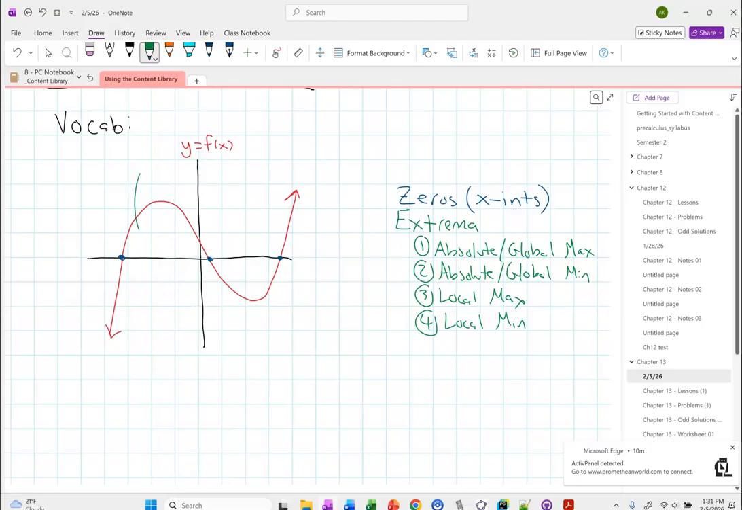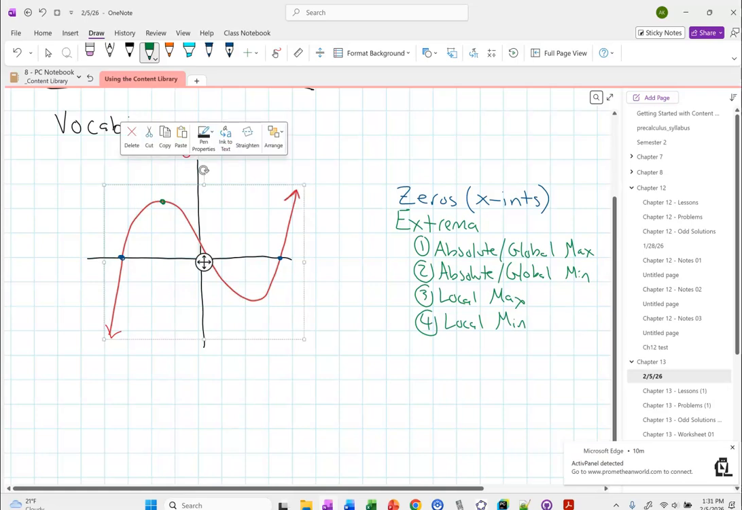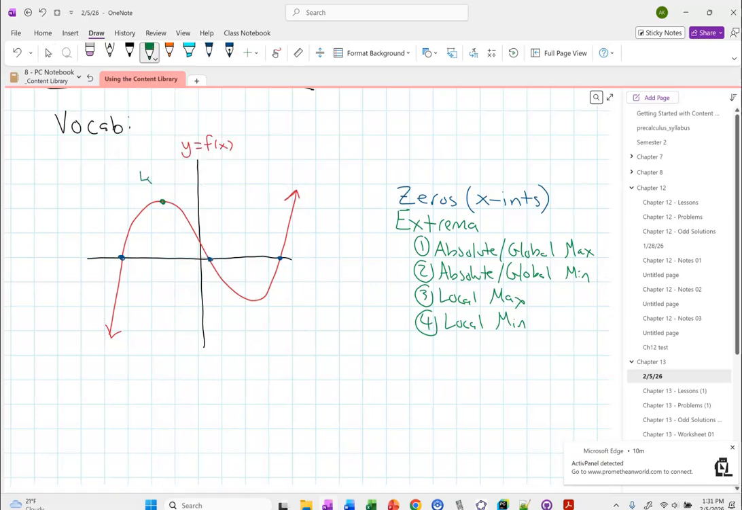So for example, if I look from like here to here, there's a local maximum. Do you see any other local maximum? No. How about local minimum? I like the dip. Yeah, 2 and 3. Exactly. Everybody feel okay there? Okay.